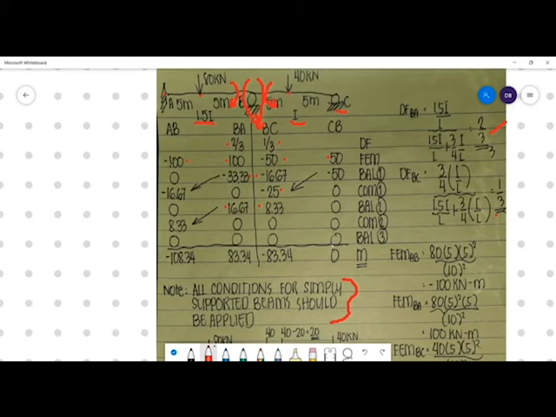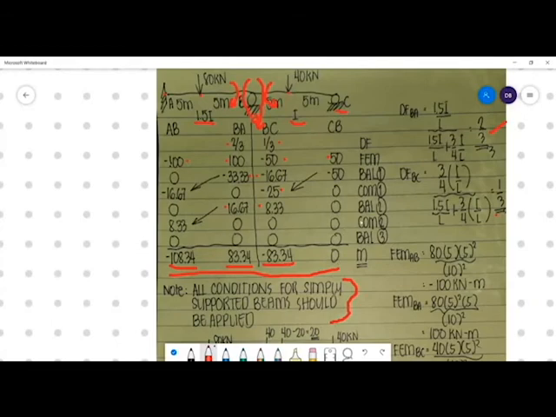So ibig sabihin, tapos na tayong mag-compute. Get the sum, mula taas hanggang baba: 0, negative 83.34, positive 83.34, negative 108.34. Okay? So those are our end moments. So AB, negative 108.34 kilonewton meter, 83.34 kilonewton meter, negative 83.34 kilonewton meter, 0.